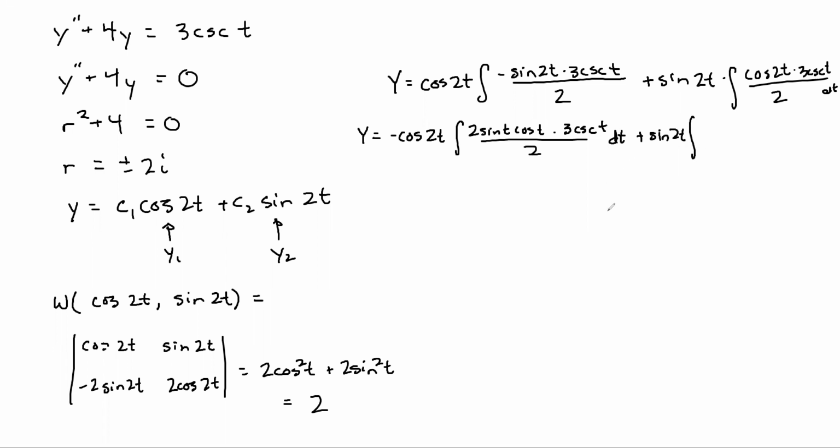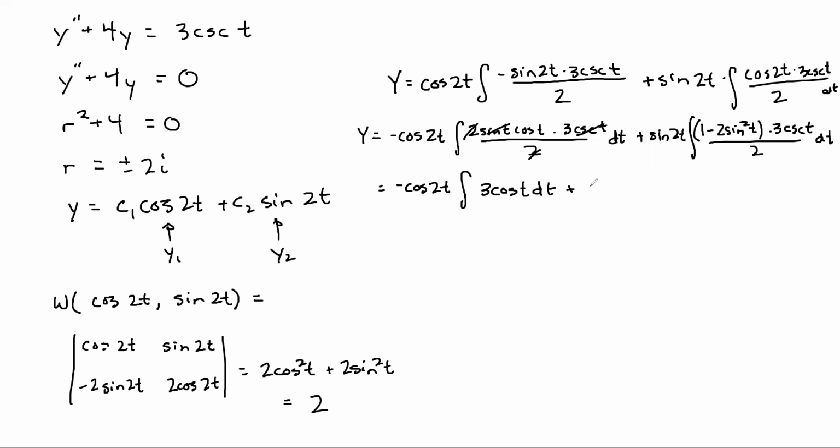And then we're going to replace cosine 2t with 1 minus 2 sine squared t, times 3 cosecant t all over 2 dt. And just keep simplifying. So we've got sine times cosecant, those are going to cancel. We've got 2 over 2, those are going to cancel. And so we have 3 cosine t dt.